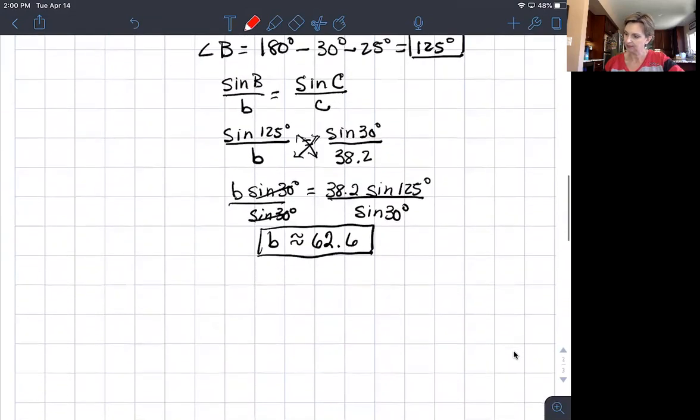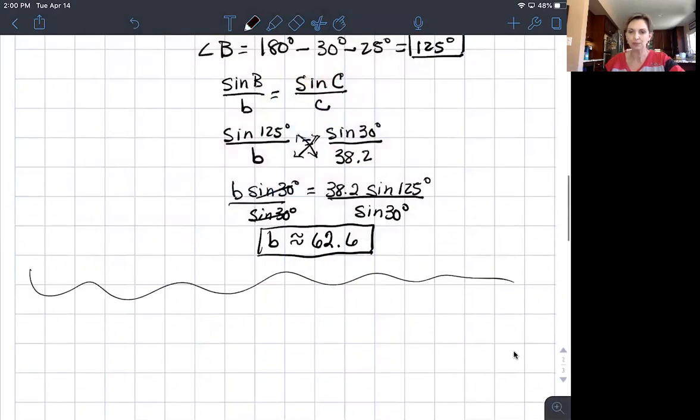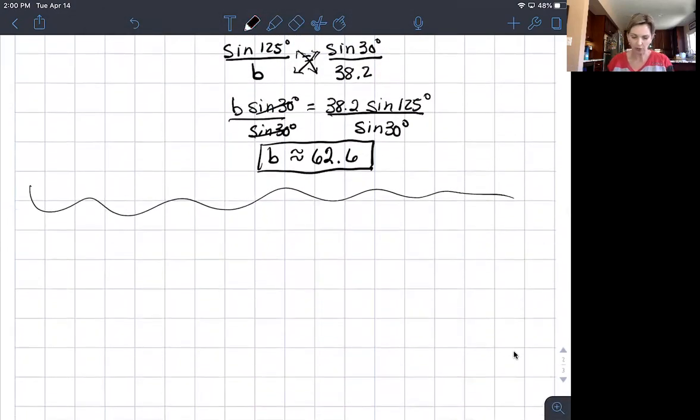Excellent. That is how you use the law of sines. It's a pretty nice, easy equation to use. We love it. And it's great that we now have a way to solve for a triangle using our trig, even when it's not a right triangle.